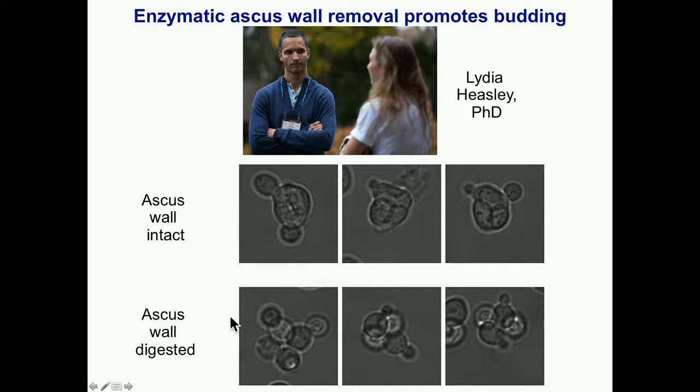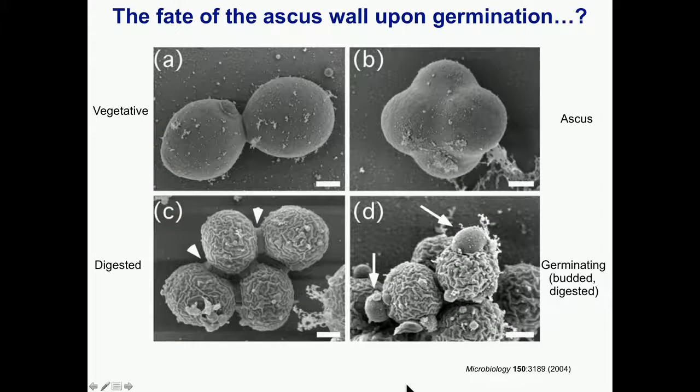But if she removed the ascus wall, she saw a big increase in the amount of cells that budded as their first decision instead of mating, which suggested that the persistence of the ascus wall seemed to disfavor mating and promote budding. And this made us try to go back and look in the literature for evidence of what was the fate of the ascus wall upon germination if you don't remove it otherwise. And the literature is really sort of a mixed bag, pun intended.